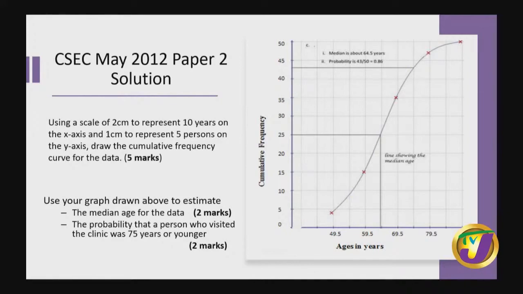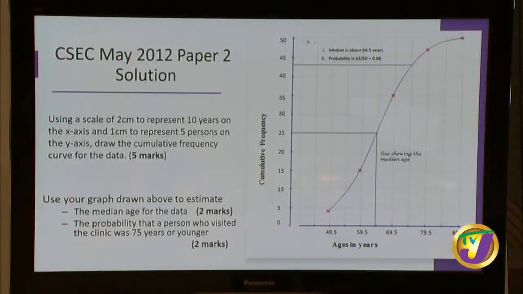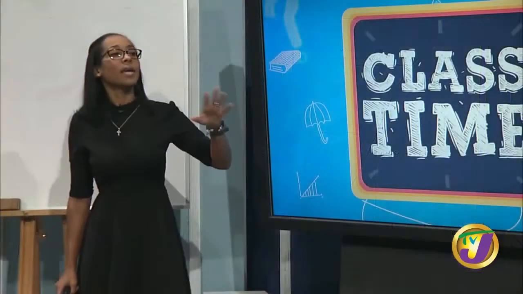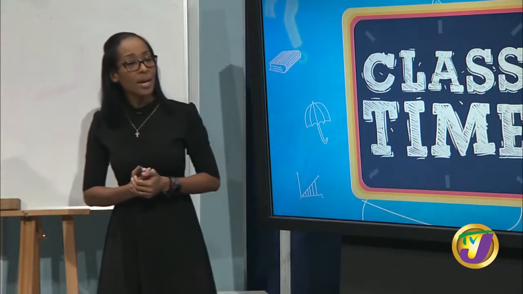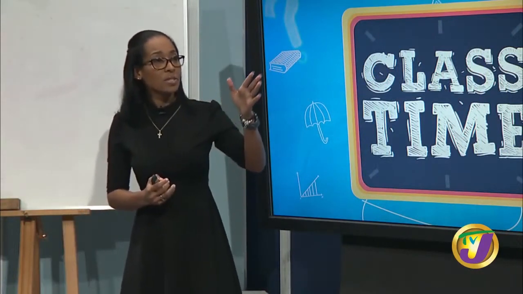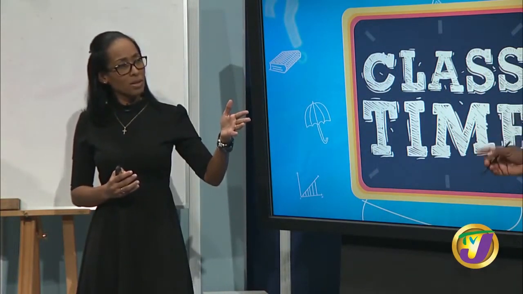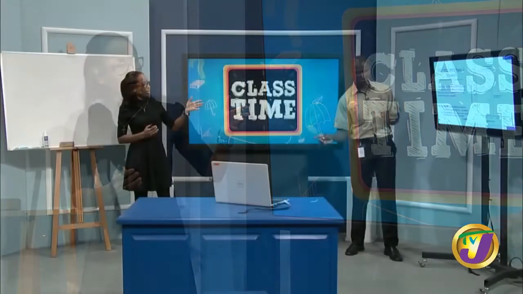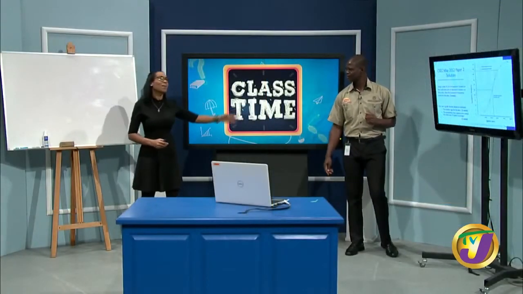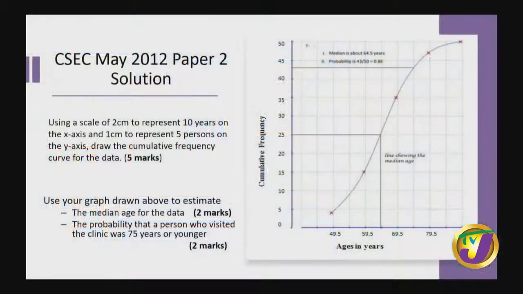So we find 75 on the x-axis, go up to the curve and then out. That's approximately 43 on my y-axis, which means it would be 43 out of? Out of 60 or 50? It's 50. You're going back to primary school. 43 out of the 50.